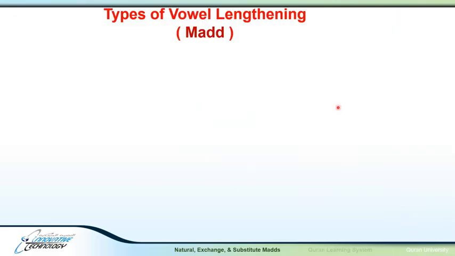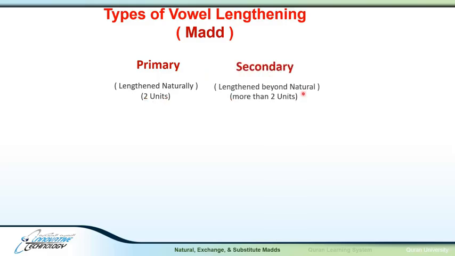But before we proceed with today's lesson, let's revise what we have learned in the previous introduction to med about the different types of vowel lengthening. We've mentioned that there is a primary med, which is lengthened naturally for 2 units, and anything that is lengthened beyond 2 units is called secondary med. And we have mentioned that the primary med itself has similar meds that are associated with it.